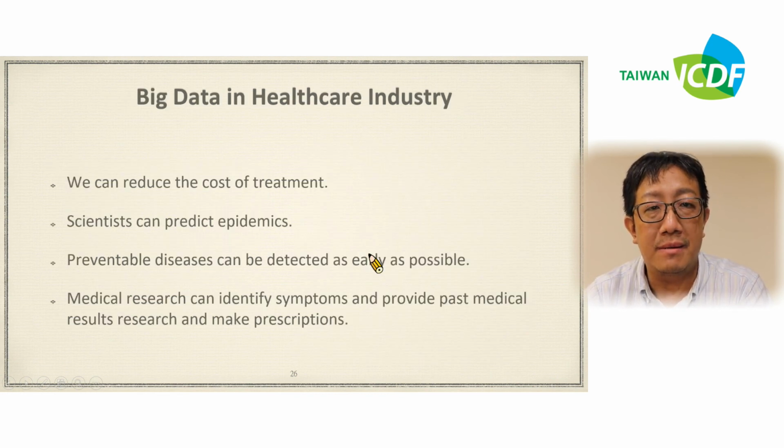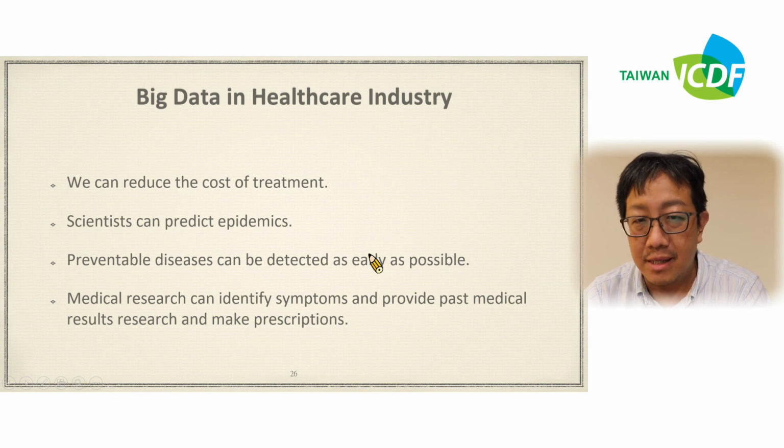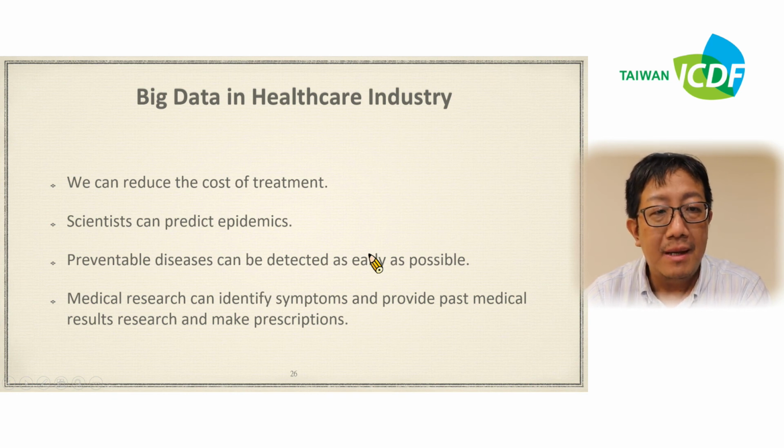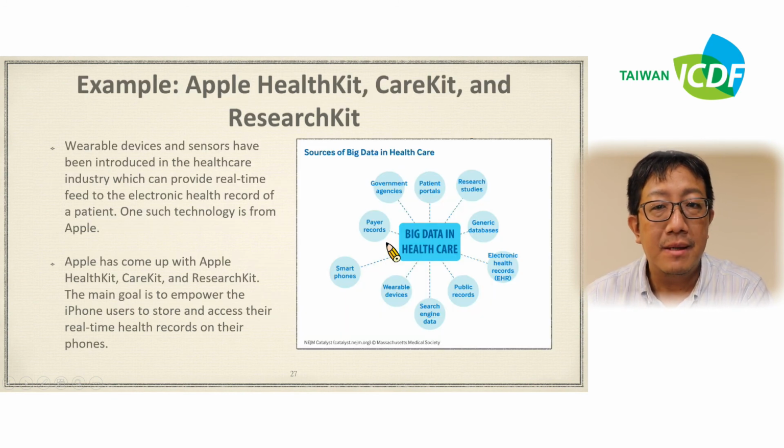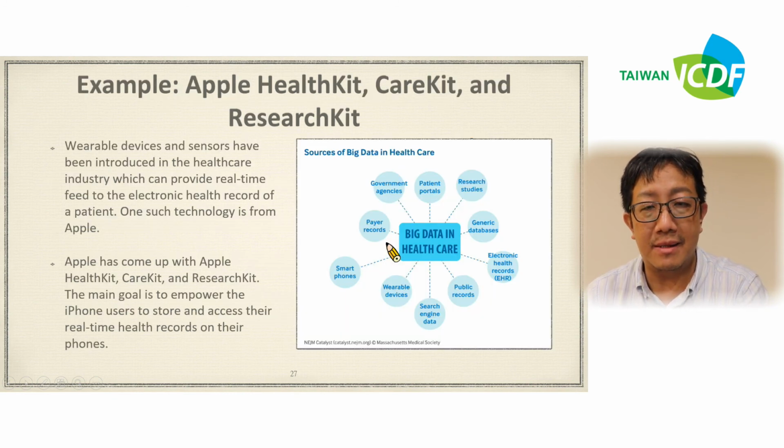About the healthcare industry with big data, we can reduce the cost of treatment. Scientists can predict epidemics, and preventable diseases can be detected as early as possible. And medical research can identify symptoms, provide past medical results, and make better prescriptions. Here we have an example with the Apple HealthKit.